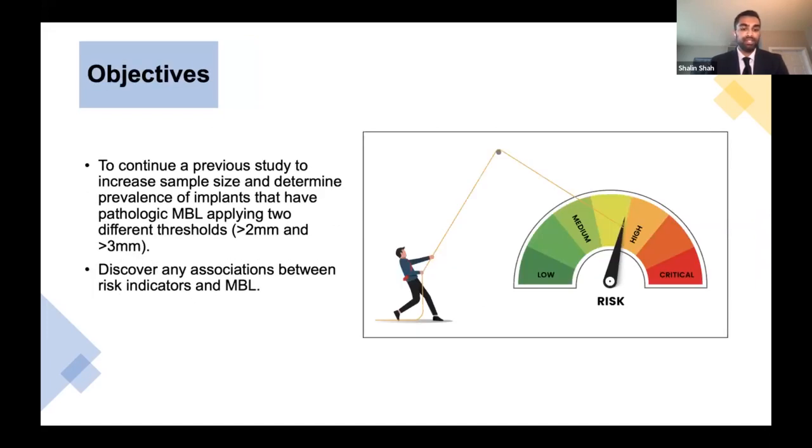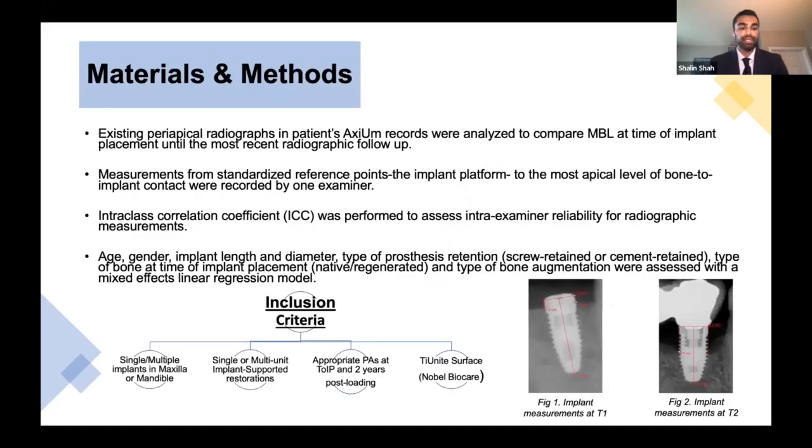So expanding on what I just discussed, the objective of the study was to determine the prevalence of implants that have pathologic MBL when applying two different MBL thresholds. And this was accomplished using radiographic measurements with the criteria that I'll speak about on the next slide. And then we wanted to discover any associations between risk indicators and MBL at those two different thresholds.